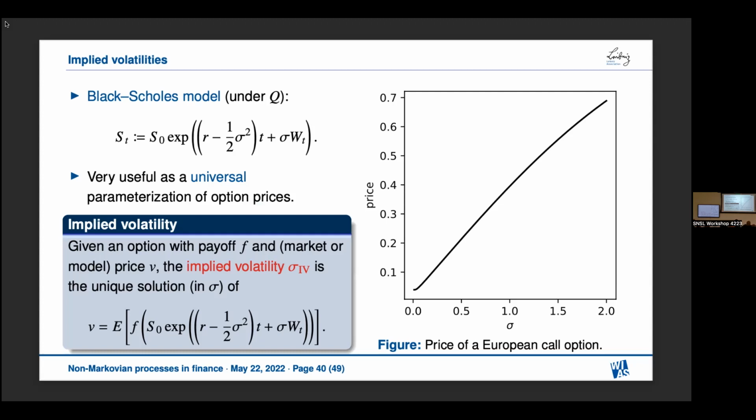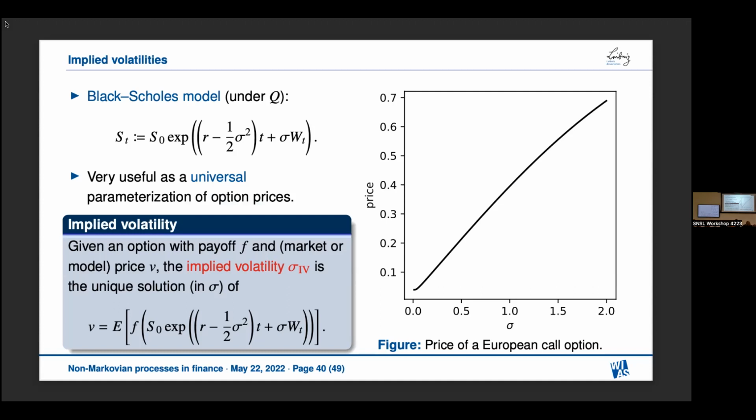And of course, those people who know math finance know that there's much, much more to this story. But at a very basic level, this is the reason why when we look at option pricing, we only need to care about sigma. We don't need to care about mu.